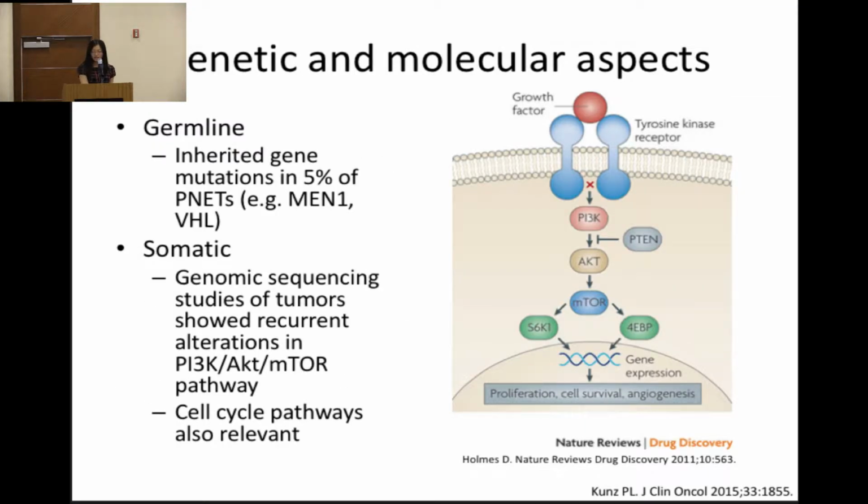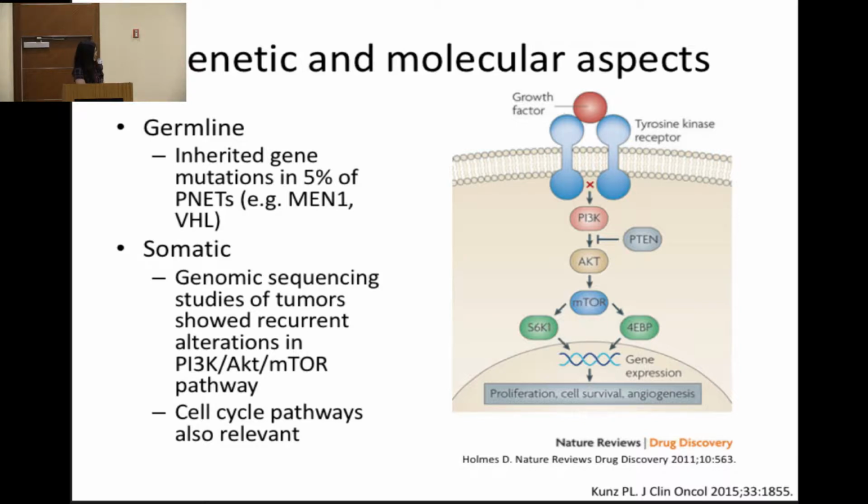So most GEP NETs are sporadic, more than 95%, but a small percentage of cases are thought to be related to hereditary syndromes. So about 5% of PNETs have inherited gene mutations in a couple of genes. There are occasional cases of small intestinal NETs that are also thought to be hereditary. But most cases are sporadic, and genomic studies have been done on these tumors. Generally, unlike other cancers, there are fewer activating oncogenic mutations found in these tumors. Most mutations are found in tumor suppressor genes.